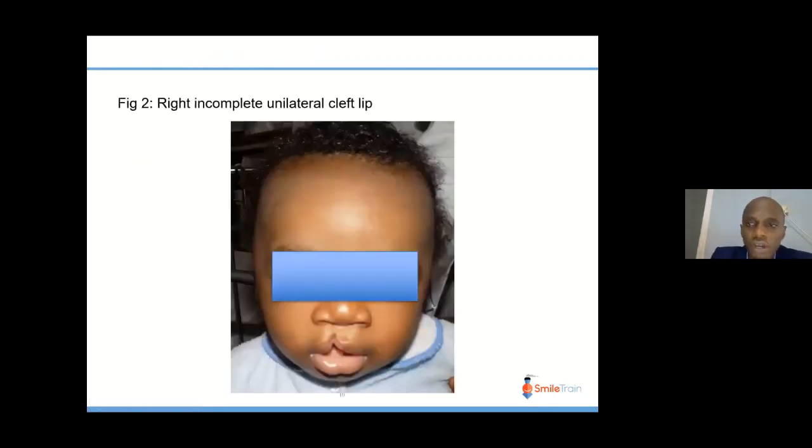And this is a picture of a patient with an incomplete right lateral cleft lip. It's incomplete because you can see the nostrils on both sides are equal, meaning that the cleft doesn't get to the nostril. And you can see what I said here, this is the white roll for this baby. You can see there's a breach in the white roll here, and the whole philtral segment is on one side. So this is a right incomplete unilateral cleft lip.